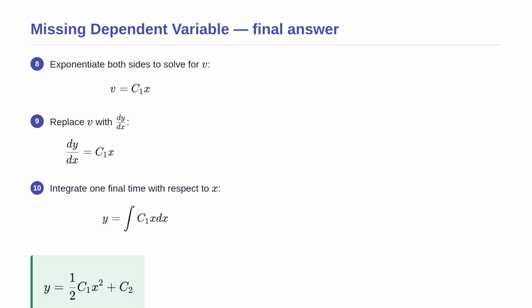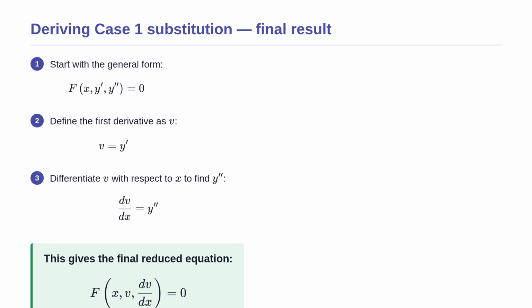We reverse our initial substitution by replacing v with the first derivative of y with respect to x. This brings our original dependent variable back into the spotlight. We are left with a very simple direct integration problem. Applying the basic power rule, we arrive at a final general solution, which includes two arbitrary constants, as expected for a second-order equation. Now that we have used this formula, let us understand where it comes from.